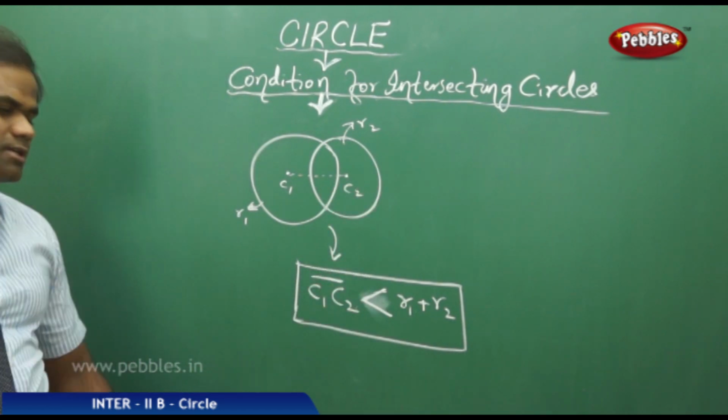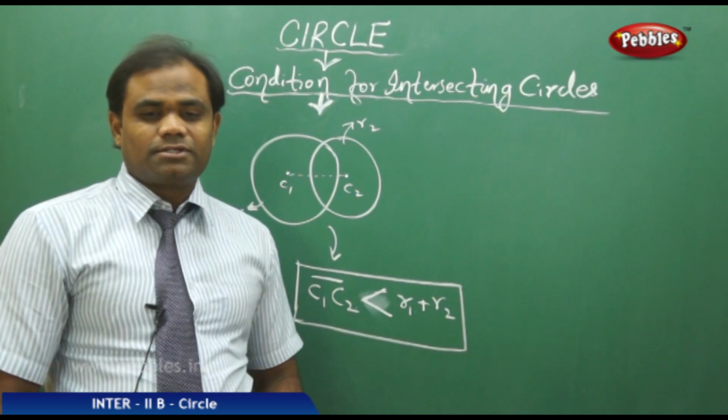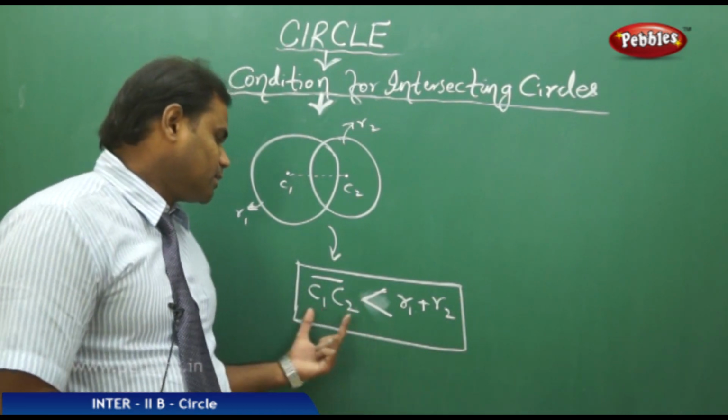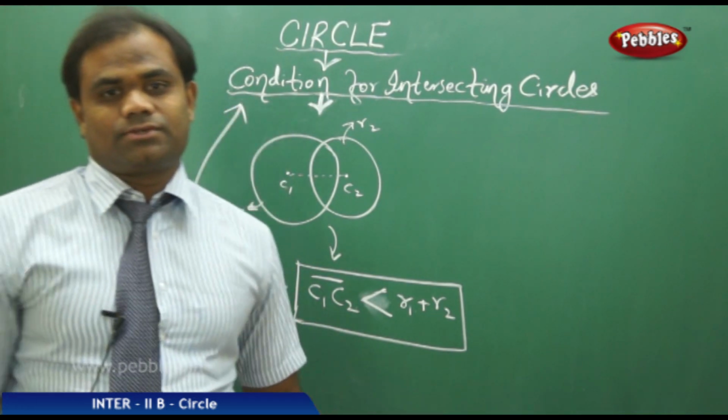If the distance between centers is greater than the sum of the radii, the two circles are disjoint. If the distance between the centers is less than the sum of the radii, the two circles are intersecting circles.